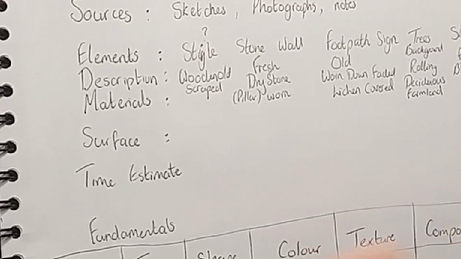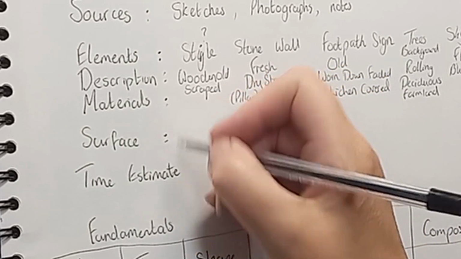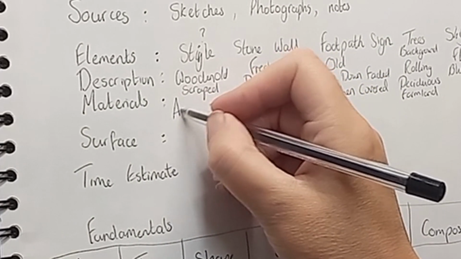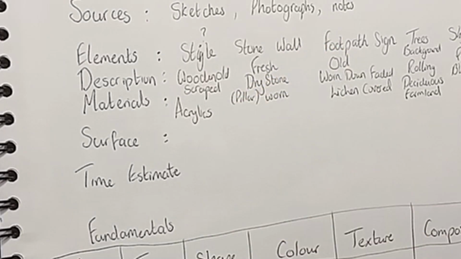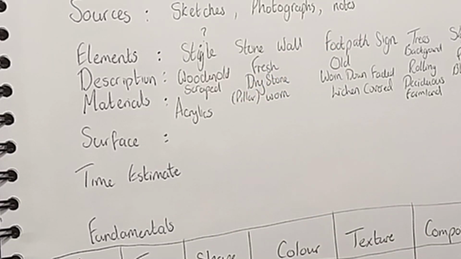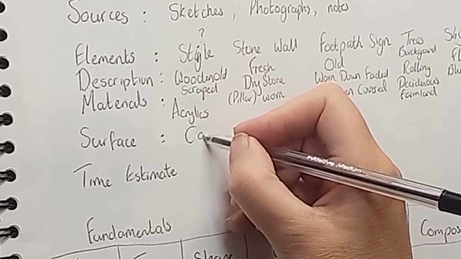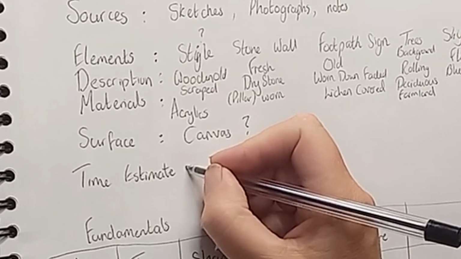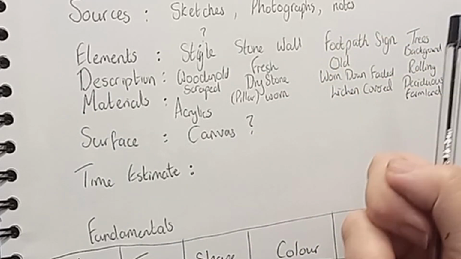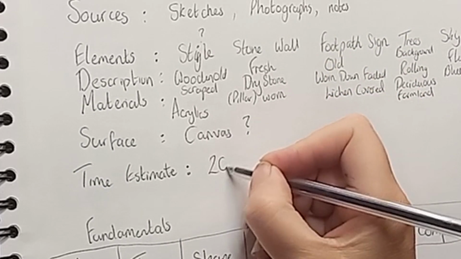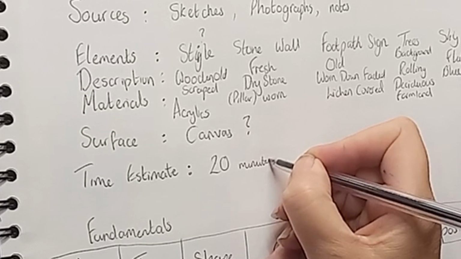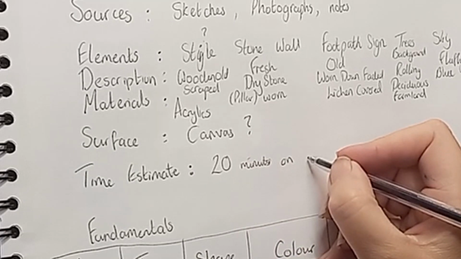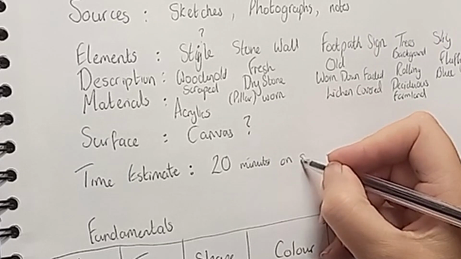I'm going to be using, materials. So materials, I'm going to do another acrylic painting for reasons I've said in the last videos, to keep the continuity. Surface, I haven't quite decided on what size canvas yet. I think I'll do that more as I do the sketches and stuff. So canvas, but the size of it may change. Time estimate. I'm probably going to be spending 20 minutes here sketching, just quick sketches, and then a couple of days back at the studio.